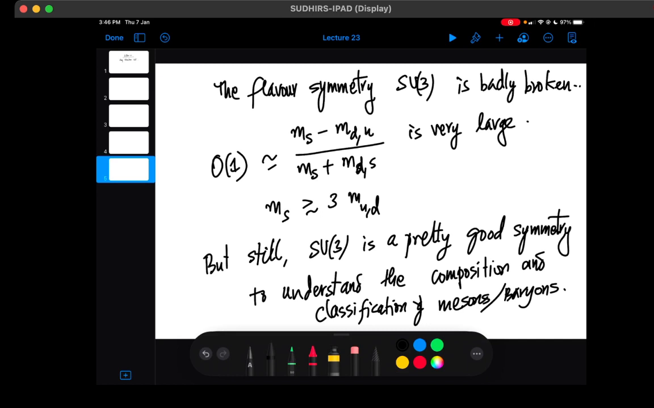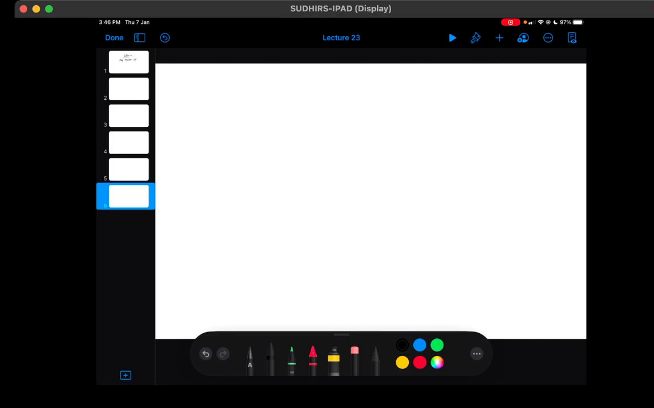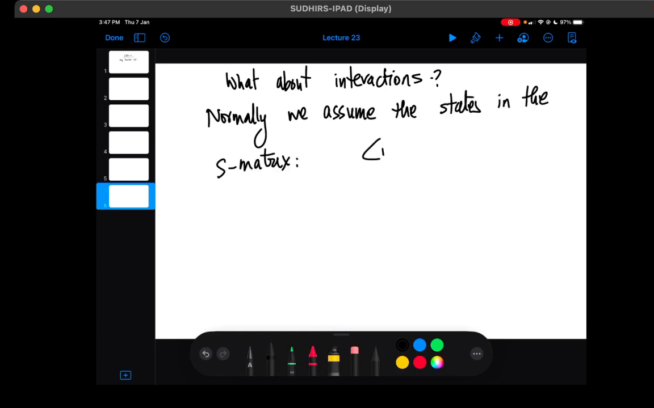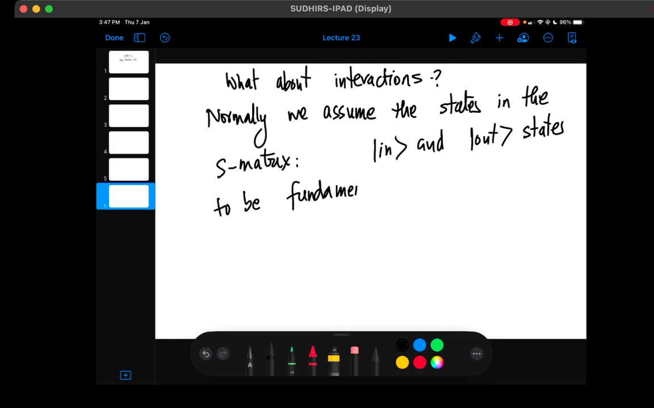Now, what about interactions? Now, normally we assume the states in the S matrix, which are essentially the in and out states, to be fundamental. Okay, these are fundamental quantities.